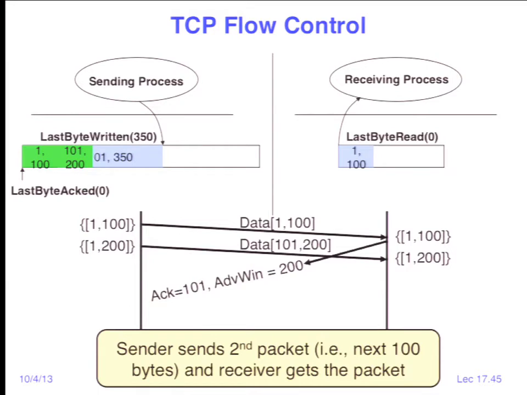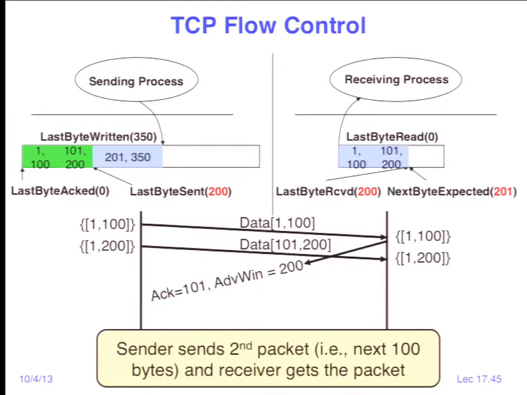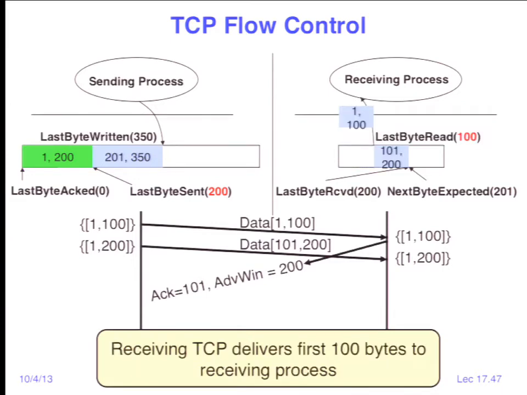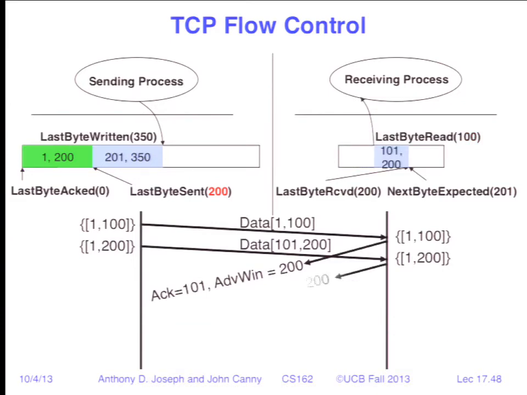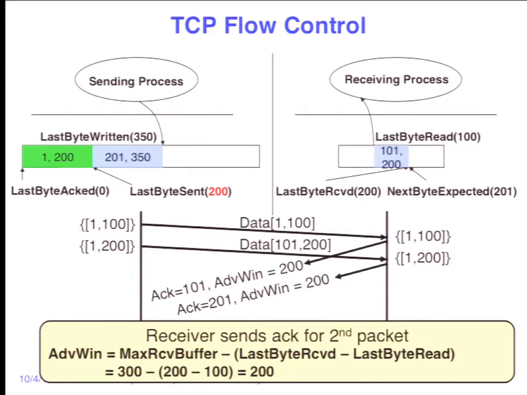OK, sender sends the second packet. And the receiver gets the next 100 bytes. We update our last byte sent. We update our last byte received, because that was in order. Next byte expected goes to 201. Right? So now we adjust our advertised window, right? Because the receiving process pulled out the first 100 bytes. And so our advertised window is still 200. Right? Even though we've received 200 bytes, we only need enough space to store this 100, which has not been received by the receiving process yet.